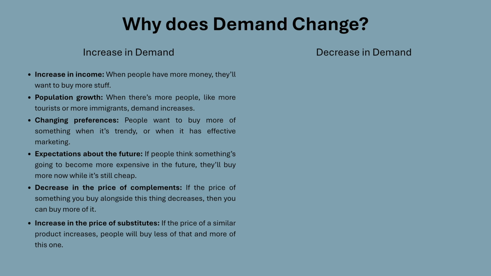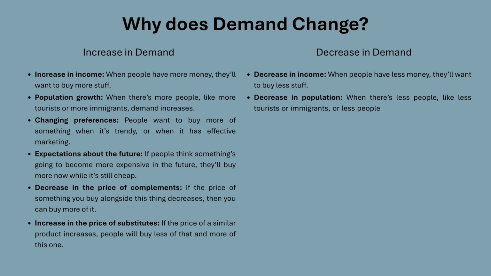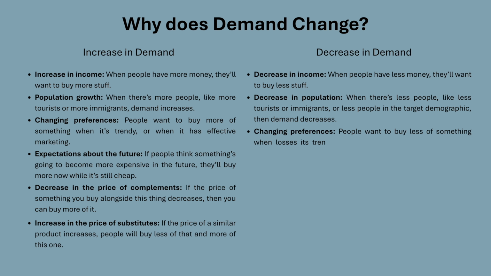Let's now look at things that could cause a decrease in demand, which is the opposite of the increase. A decrease in income can cause a decrease in demand. If you have less money to spend, then you'd want to buy less stuff. A decrease in population could cause a decrease in demand. If there are less people, then there's less stuff being demanded. Changing preferences. If something becomes unpopular, people would want to buy less of that thing.